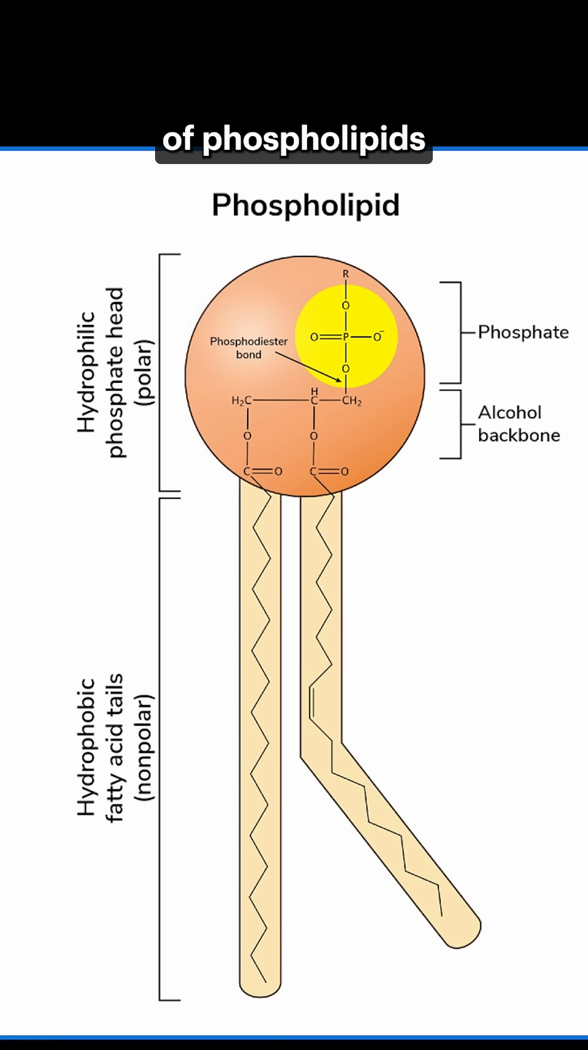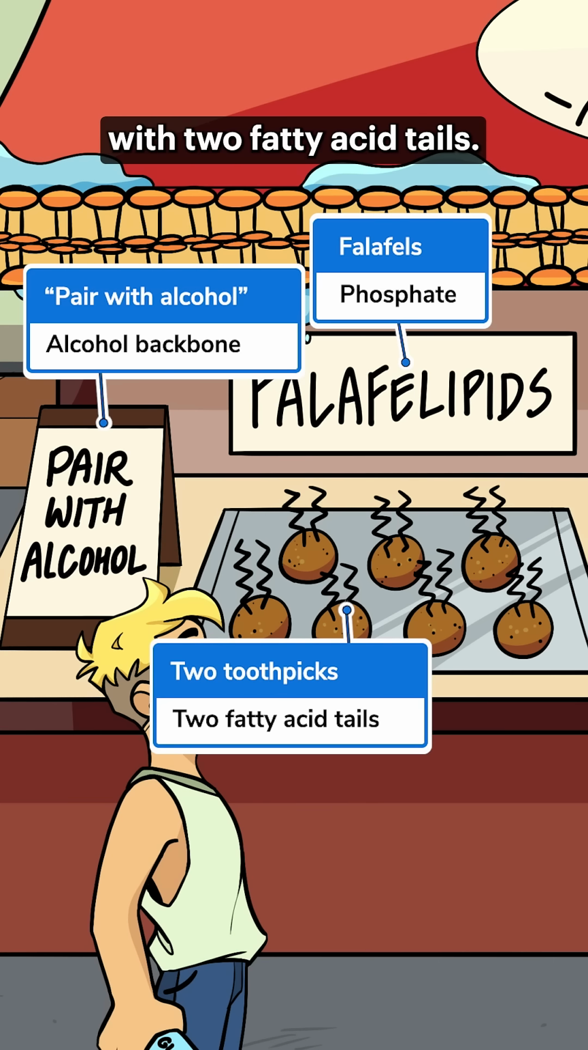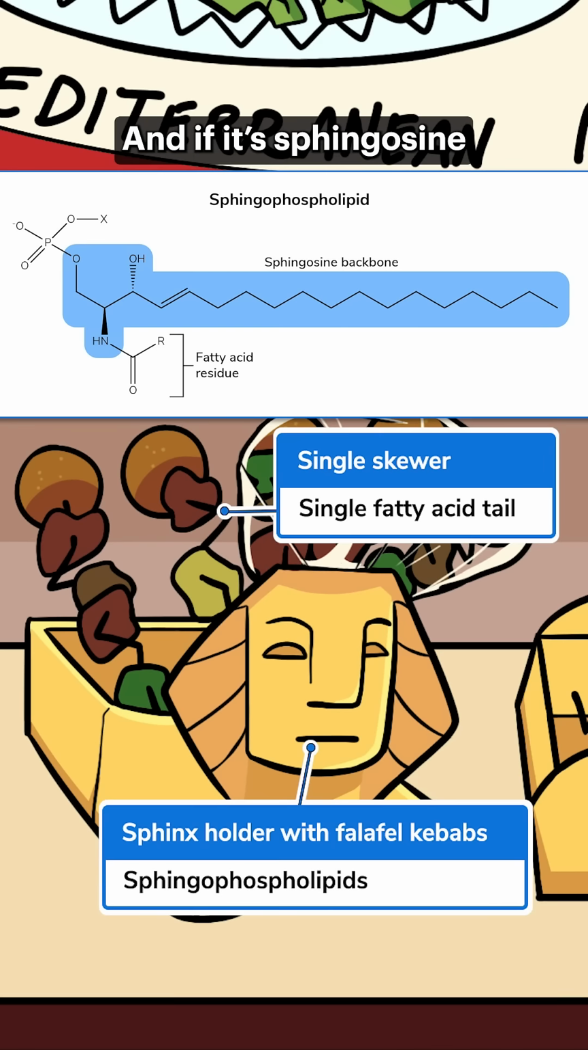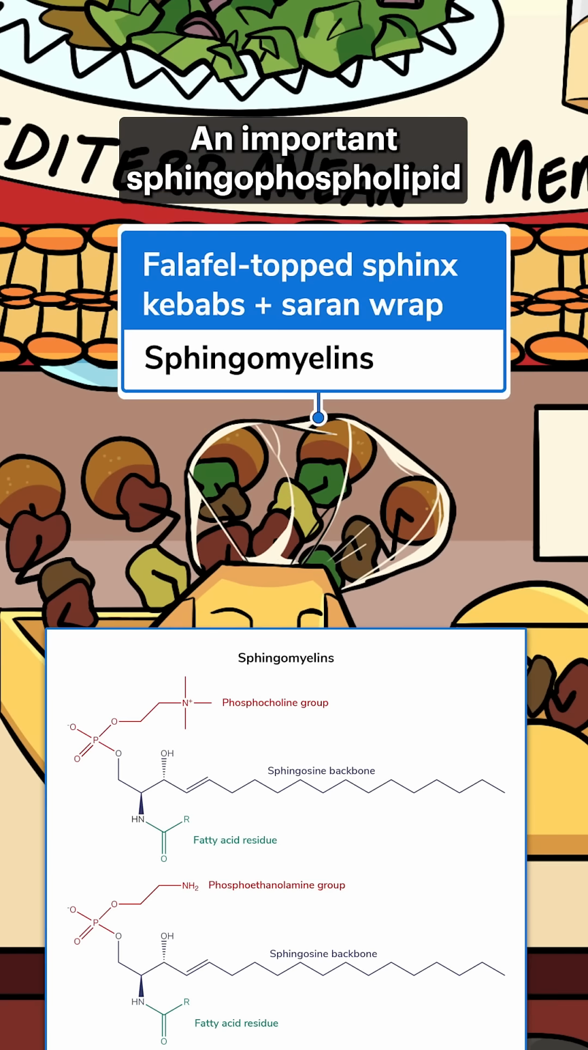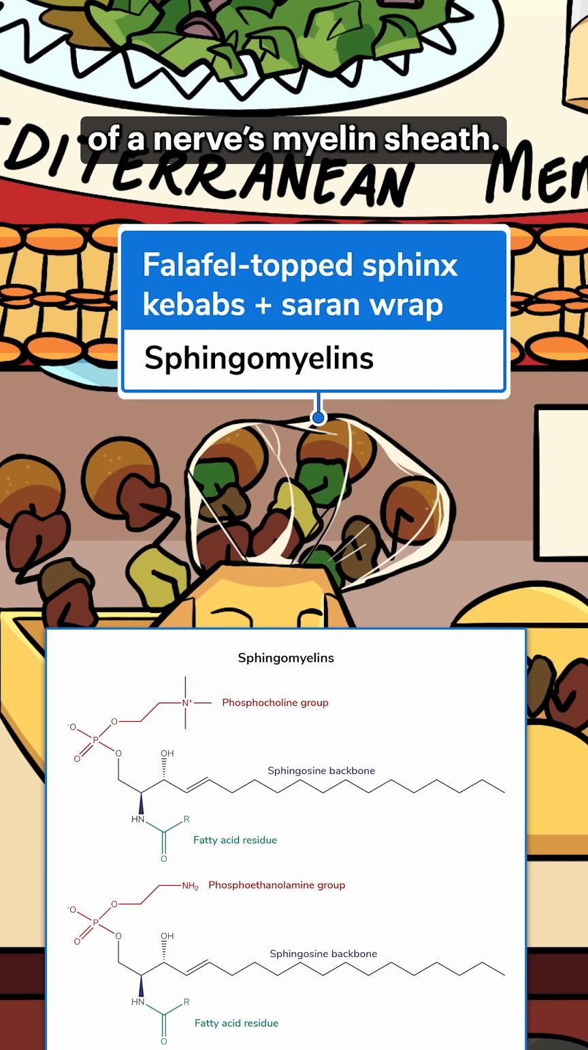You've probably heard of phospholipids, whose polar head has a phosphate group connected to an alcohol backbone with two fatty acid tails. If that alcohol backbone is glycerol, it's called a glycerophospholipid, and if it's sphingosine, it's a sphingophospholipid. An important sphingophospholipid is sphingomyelins, a crucial part of the structure and function of a nerve's myelin sheath.